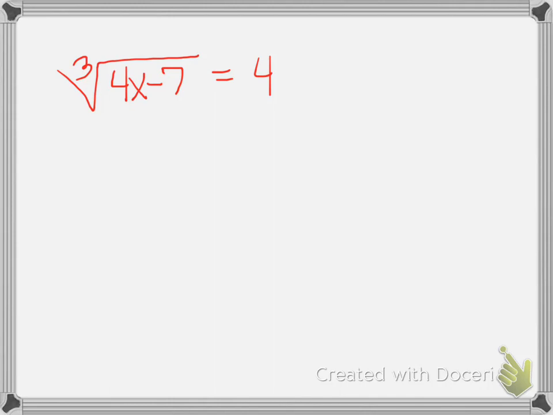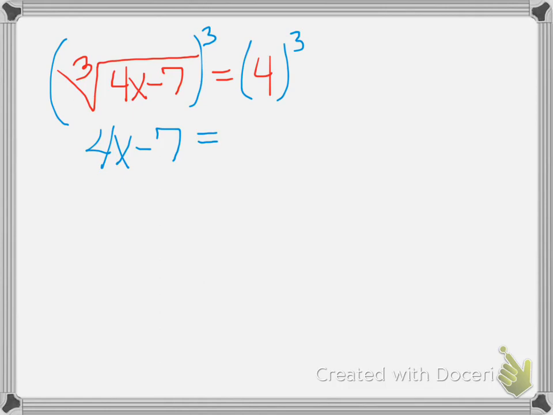And then I have to cube everything, because the exponent of 3 cancels with the index of 3. I get 4x minus 7 equals 4 times 4 times 4. That's 64. It's kind of nice to have an easier one after the last one. Now there's no exponent of 2 on my variable, so I don't have to worry about solving it for 0 and factoring it and doing all that. I can just go ahead and solve.